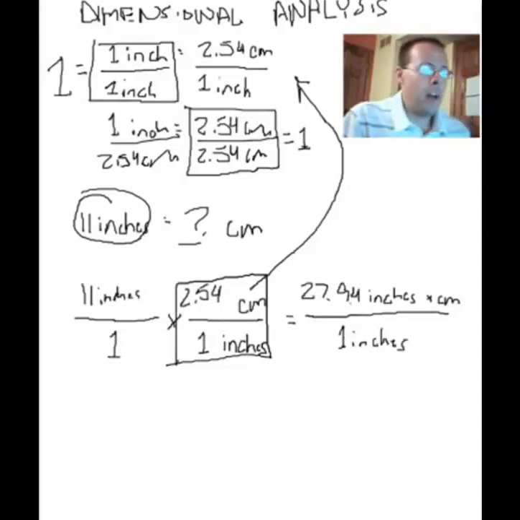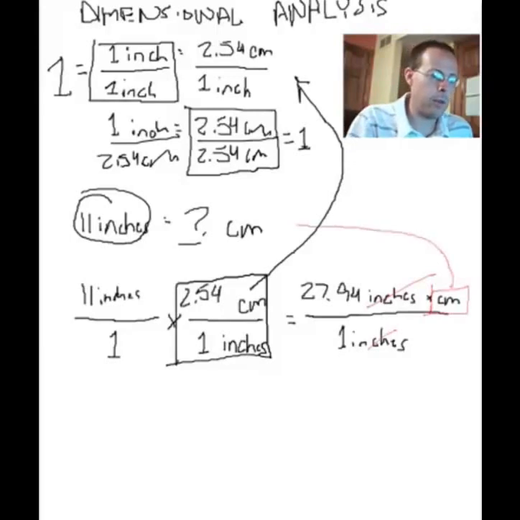Alright, and now what happens? Because we let our units be our guide, and our inches are in the numerator and inches in the denominator, what happens over here is we can cancel out our inches and our inches, alright? And that leaves us with what unit? It leaves us with centimeters, and centimeters is what we wanted to know. So we know that we need to multiply by 2.54 centimeters, okay?